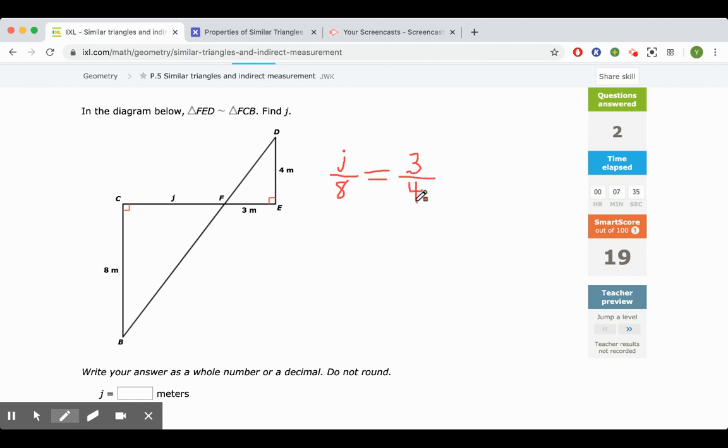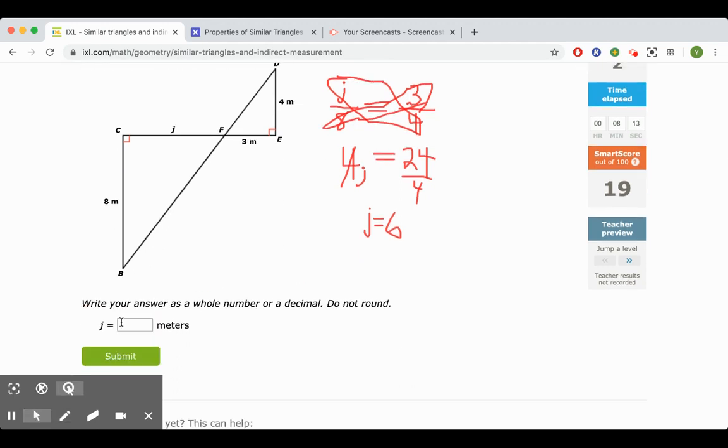So we now have our proportion. Let's solve it. J times 4, 4J, equals 8 times 3, 24. So for J, divide both sides by 4. And I can just cross that out when I'm dividing here. So J equals 6. Okay? So 6 meters.